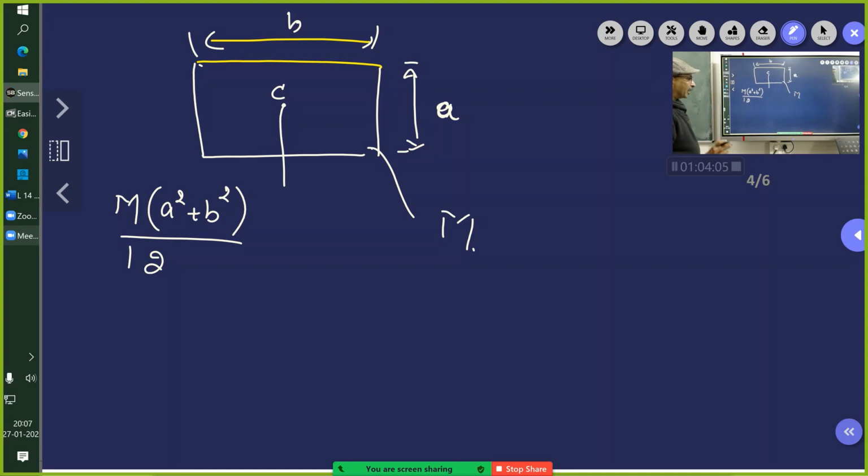Now, gentlemen, you should tell me about which axis. Sir, about an axis that is coming out of the plane, like the Z axis. Yes, about the Z axis, perpendicular to the plane. This is through the center of mass, passing into the board. So this one is Ic, into the board or out of the board. You should tell it. So all of you are sure you got this? Wonderful students.